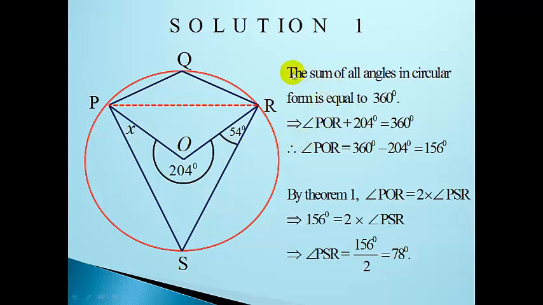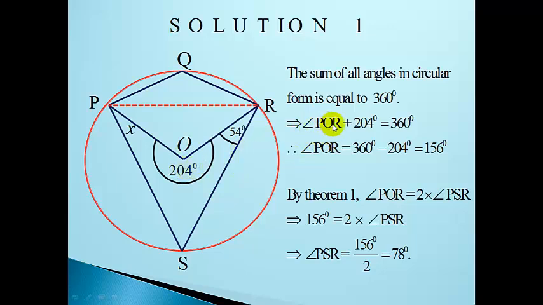Now I repeat, the sum of all angles in circular form is equal to 360. So the sum of all the angles at the center of the circle equals 360. Now the reflex angle has been given to you, 204. So if you want the angle POR, you have to subtract 204 from 360.